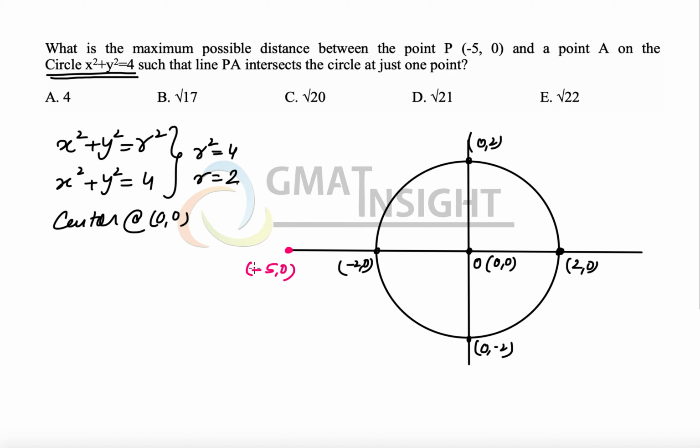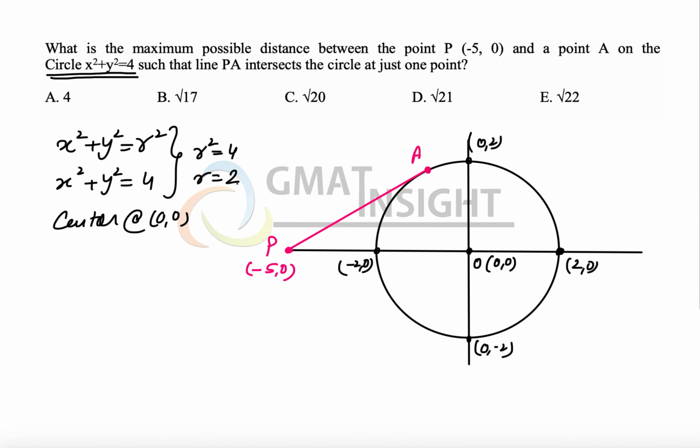Now knowing this fact, we have to draw a line which connects this point with the circle, and then we should know that this is line PA and A is the point on the circle. So let me quickly draw the line here. Here is what the line will look like. Now this point is point B, this point is point A, which is on the circle.